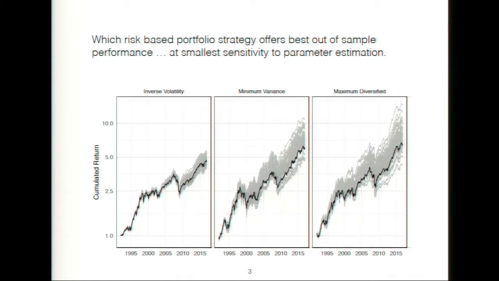Outcomes can be different because either we estimate different parameters in sample, or because the market gives us different performance out of sample. So in this slide, I added 50 lines, which correspond to 50 possible outcomes when parameters are estimated differently on a bootstrapped calibration sample.